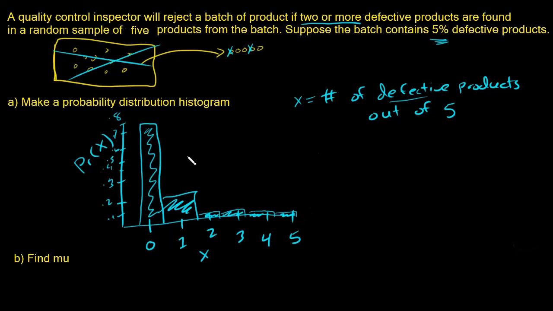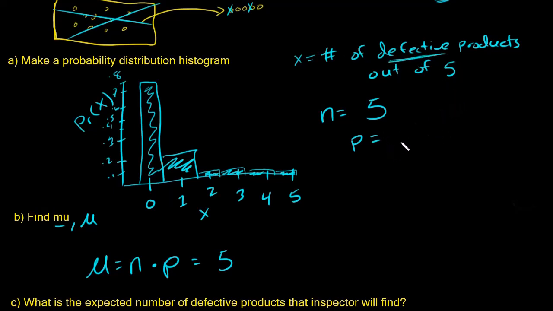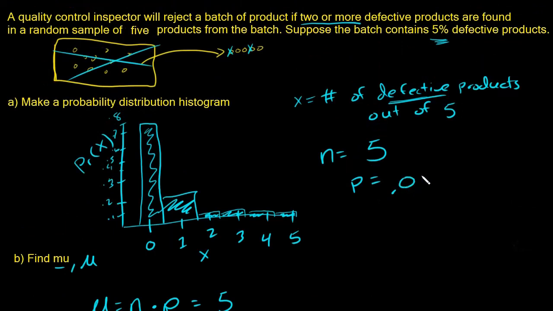Okay, find mu. For a binomial distribution, when you recognize you have one, mu equals n times p. What is n? N is your total number of trials, which is 5. What about p? P is your probability of success. If we're counting the number of defective products, then p is the probability of getting a defective product, which we've already determined is 0.05, since the batch has 5% defective products.